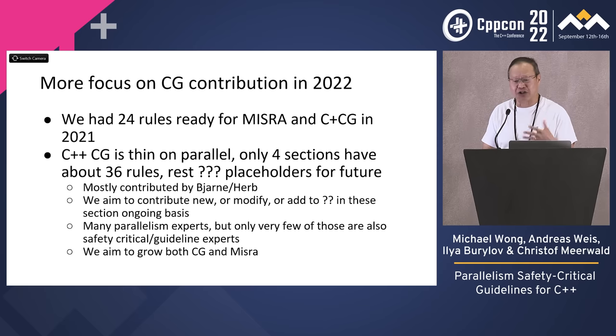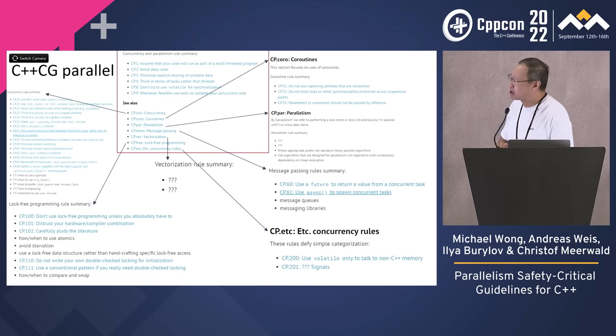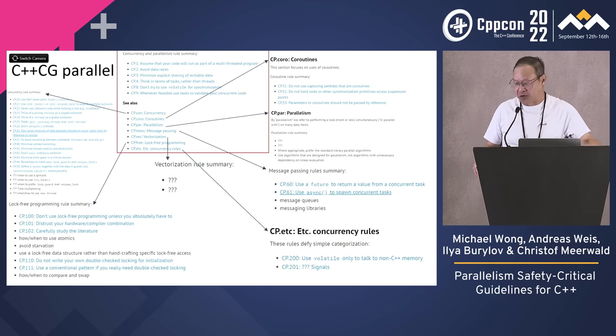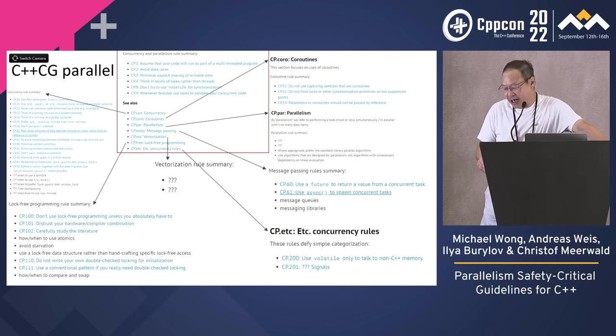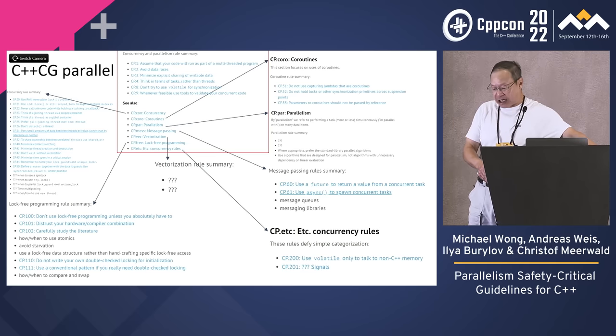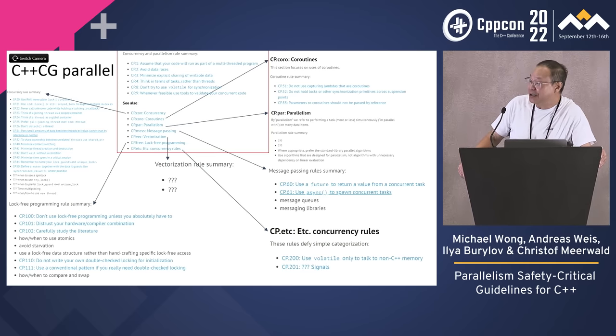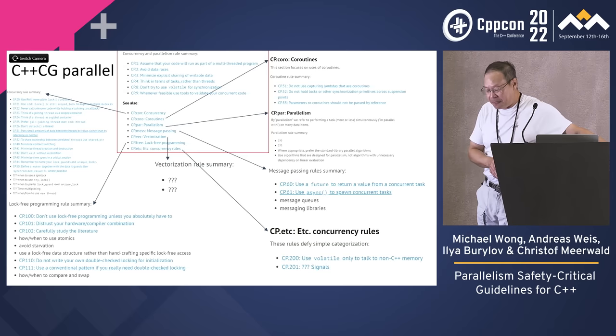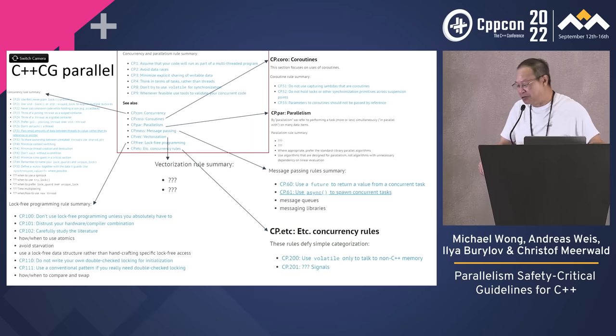And I've already mentioned how sparse that intersection of parallelism and safety is. So this comes from the core guideline. The middle box tells you where it all starts. In the core guideline, you're going to see categories: concurrency, coroutines, parallelism, message passing, vectorization, lock-free programming, and so on. The concurrency rules have the largest number in the core guidelines. Lock-free programming has the second most.